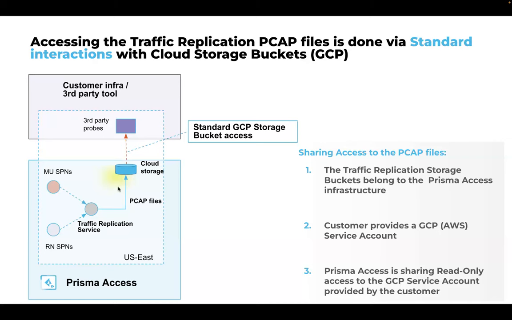And the way we are sharing access to these buckets is by asking the customer, hey, please provide us your own GCP or, very soon, AWS service account, so we can use your service account to share read-only access to the bucket that belongs to Prisma Access, which is the place where we store these traffic captures. I'm highlighting this because in the demo I'm going to show how you can provide this service account that is required for you to access these captures.